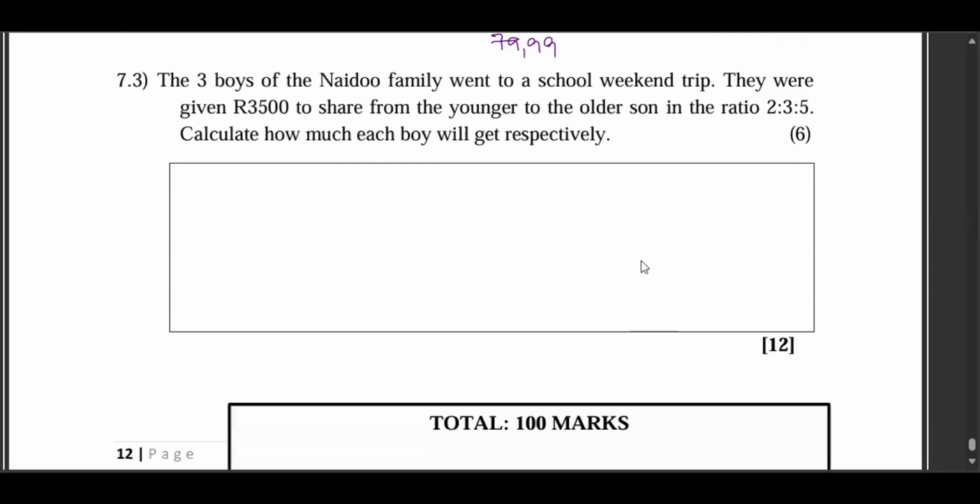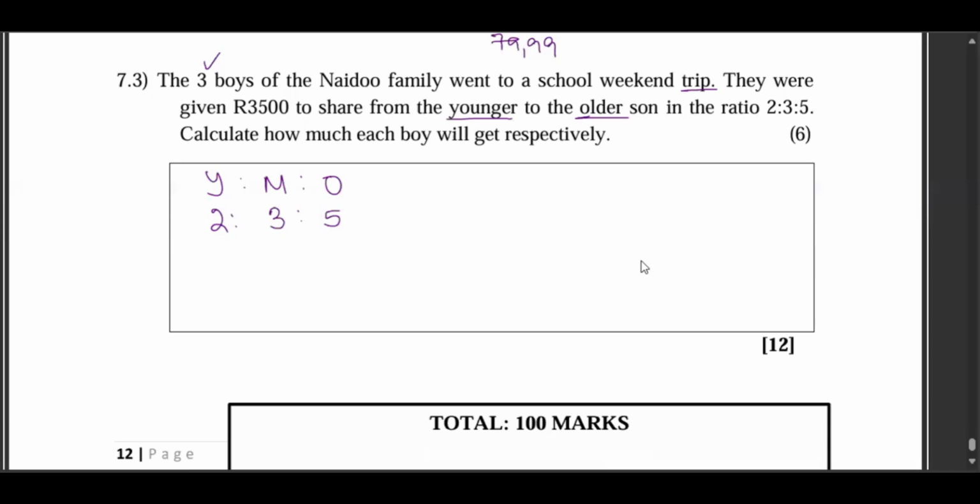Sharing in ratios. When you take note of that, there are 3 boys of a certain family who went on a school weekend trip. They were given 3,500 to share from the youngest to the oldest. That means there are 3 people. Then we have the middle one and the oldest. So the youngest had to take 2 parts, the middle one had to take 3 parts, and the oldest had to take 5 parts of it.